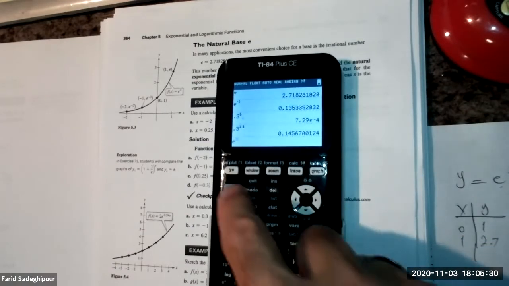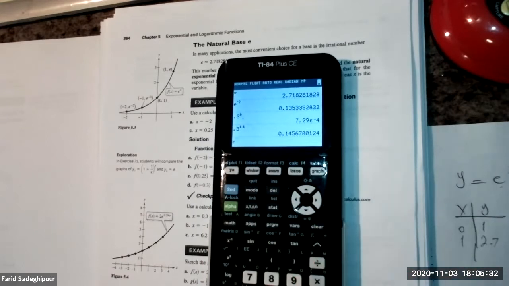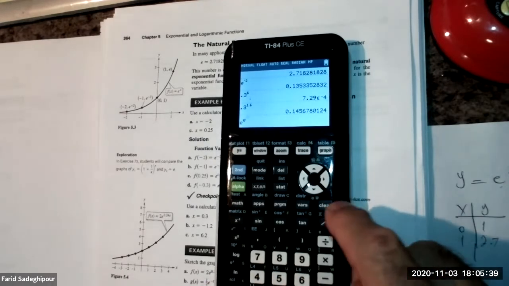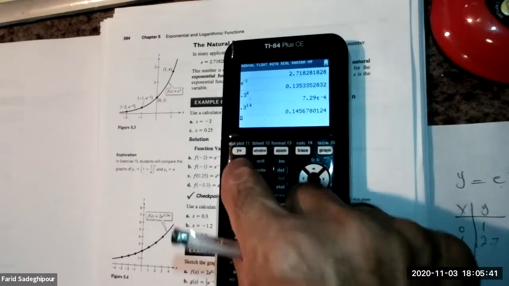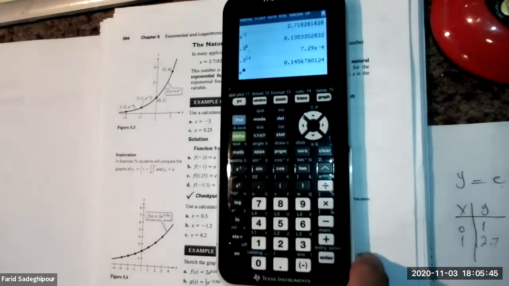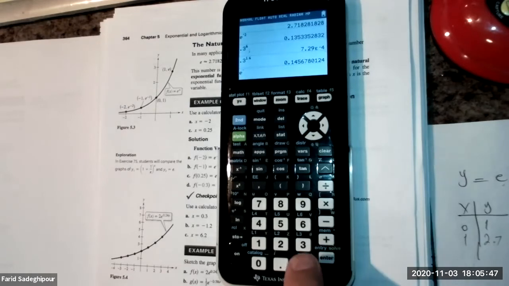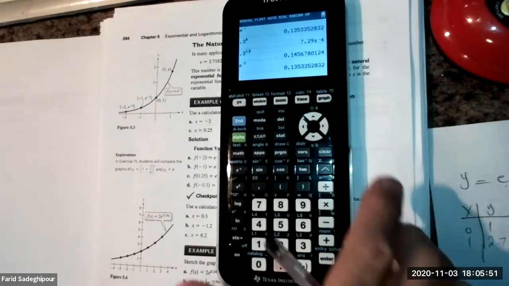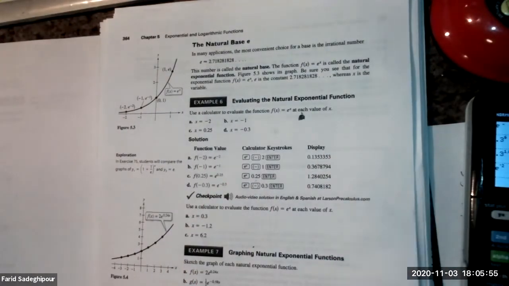Second, and then here under ln is e to the x. Oh, sorry. Second, e to the x. Now for the power, we want to put -2, right? So -2. So you have e to the power of -2, which is 0.135, and that's what you have here. So you could practice on this one.